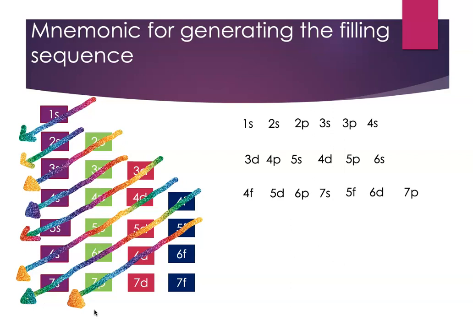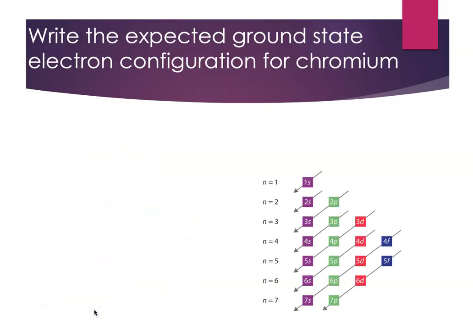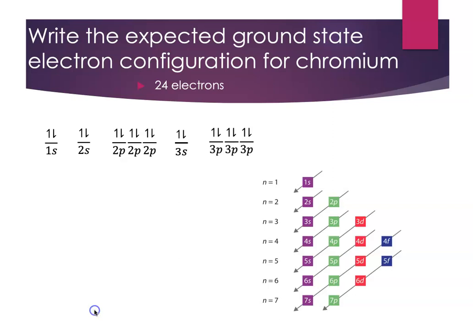If we've got that, and you should practice generating it on your own, we can now write electron configurations for larger atoms. We could do chromium, for example, which has 24 electrons. We'll start with 1s, 2 electrons in there. Then 2s, another 2 electrons. The 2p sublevel takes 6 more electrons, which gives us a total of 10. And then the 3s sublevel gets filled, and the 3p sublevel gets filled.